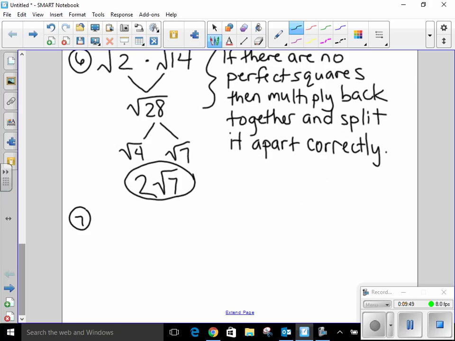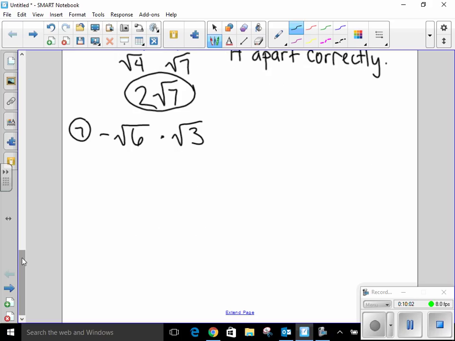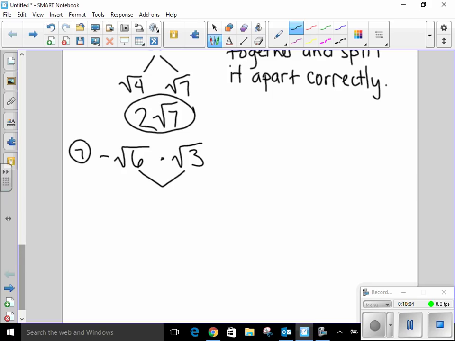All right, so the next example that we're going to take a look at is the negative square root of 6 times the square root of 3. Again, neither one of these is a perfect square, so what I want to do is put them back together. The negative sign stays outside the radical. You don't mess with that. But 6 times 3 is going to produce the square root of 18. 18 does have a perfect square in it, so when I break it down, that's square root of 9 and square root of 2.